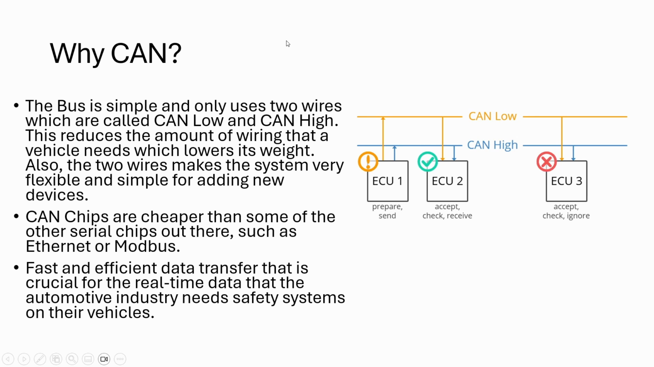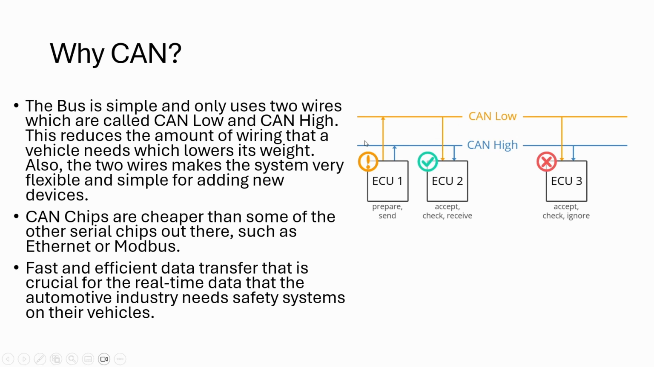So why are the automotive manufacturers, mainly automotive manufacturers, using CAN? Well, for the automotive manufacturers, the bus is simple. It uses two wires, which are CAN low and CAN high, as you can see in this picture. And with only using two wires, it reduces the amount of wiring needed in the vehicle, and it lowers its weight. Also, the two wires make it very simple for removing or adding more nodes in the CAN bus.